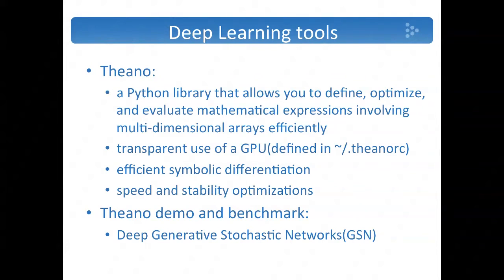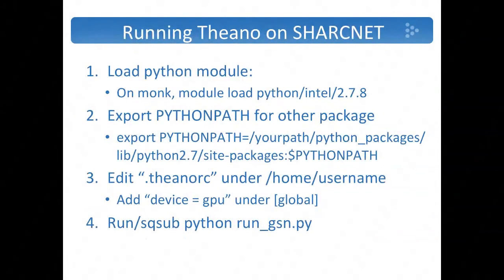I will show you a demo and a benchmark. I'm going to use deep generative stochastic networks as a demo, and I will show you how to run it on Sharcnet machines. We're going to use it on the MNIST database, which is handwritten digits. Before the demo, I want to tell you the very basic steps for the learning procedures on Sharcnet. For example, we are on Monk, and we should do a very simple module load of the Python package, and then export it to the Python path. The Sharcnet Python module already includes a lot of packages like NumPy, SciPy, and other things you need. If you need more, you can compile them yourself.